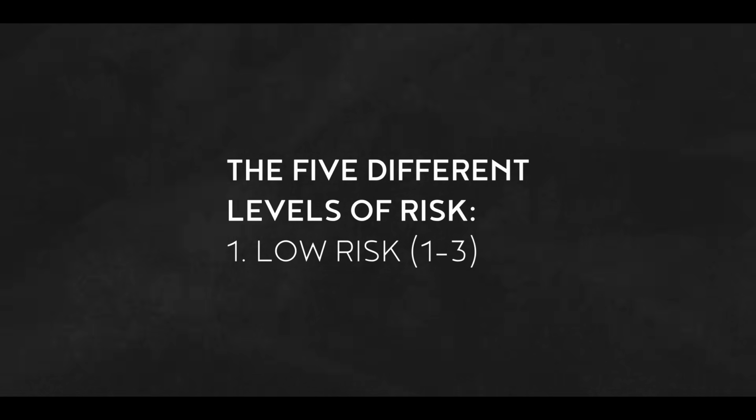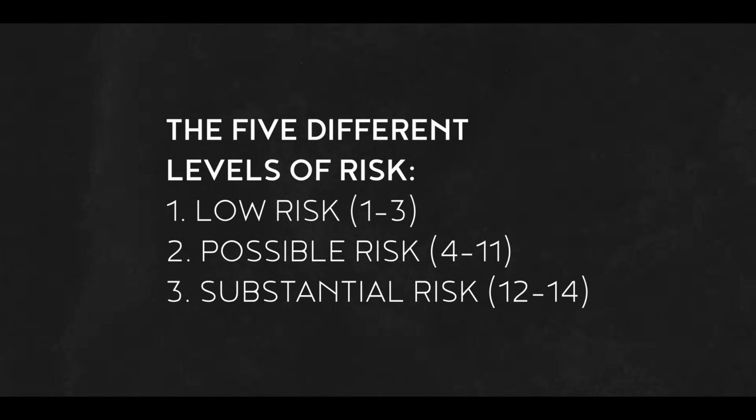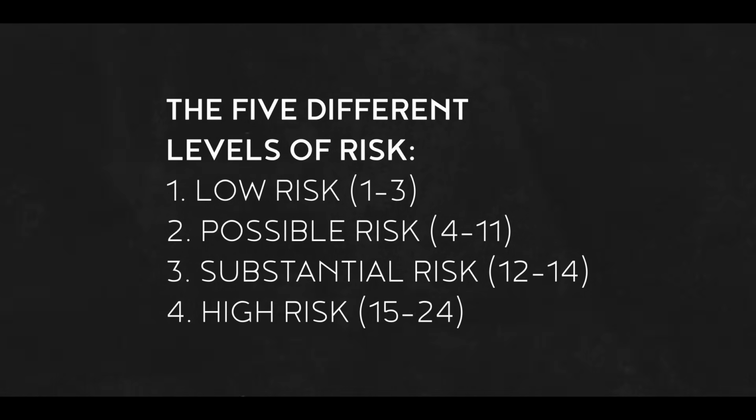of 1 to 3. Possible risk will be associated with risk levels between 4 and 11. Substantial risk is associated with risk levels between 12 and 14. High risk has risk levels associated to it of 15 to 24. And naturally critical risk is 25.